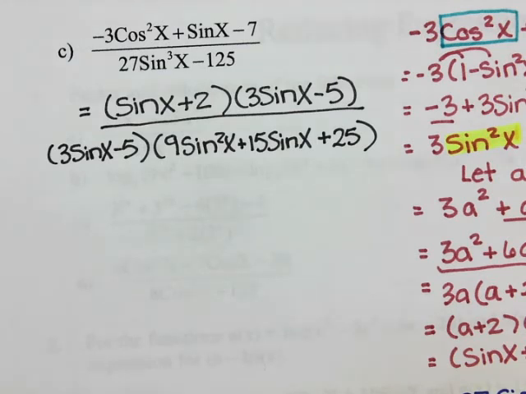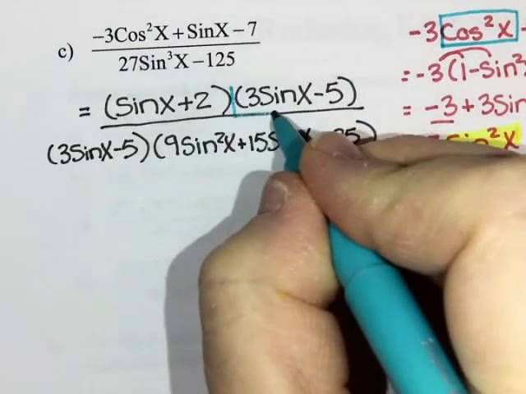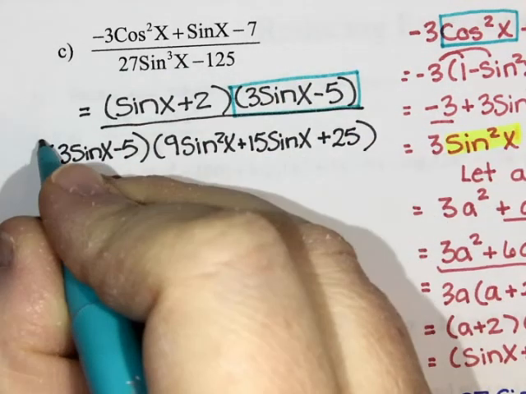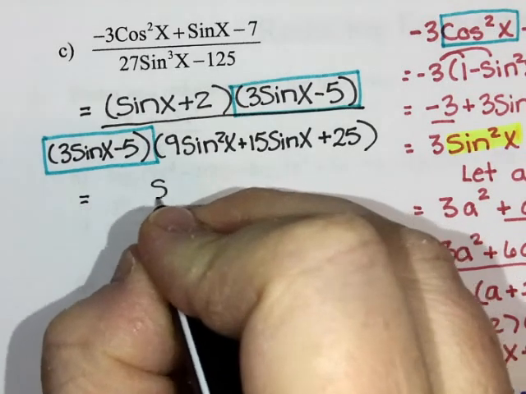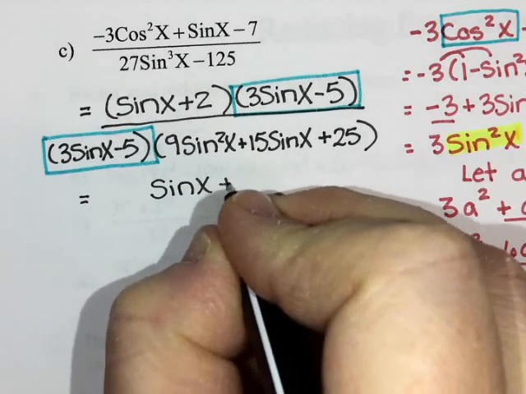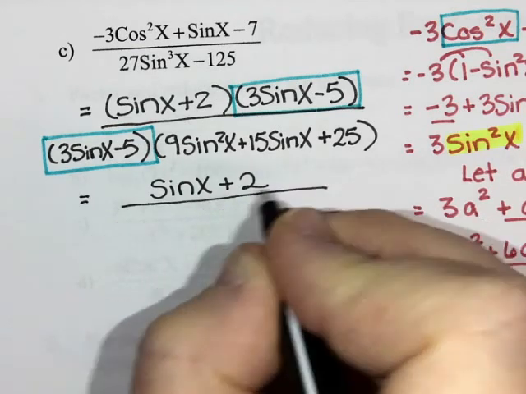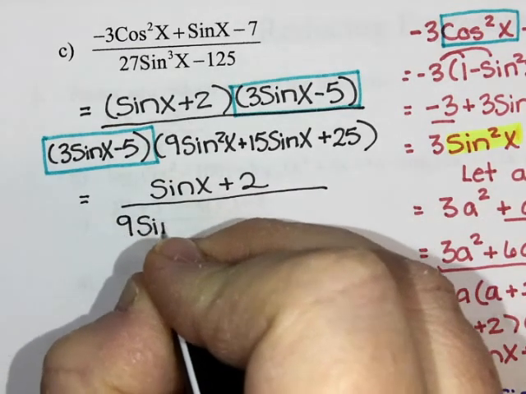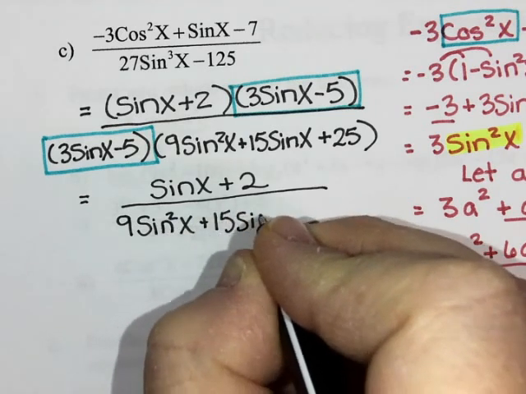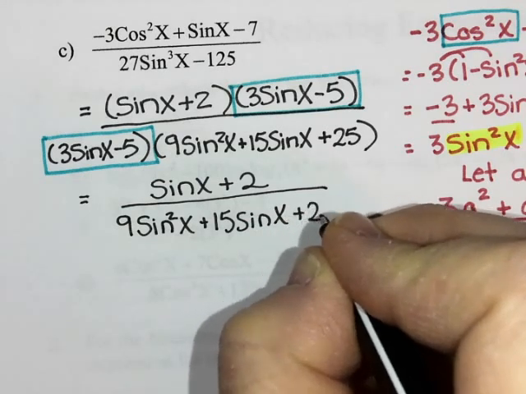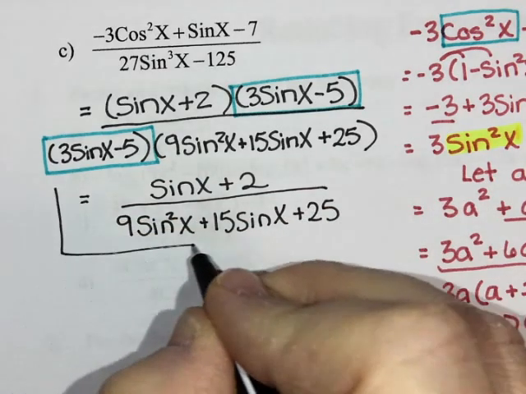All right, so the whole point of this was to reduce. Do I see anything that would reduce? Well, in the numerator and in the denominator, I see a 3 sine x minus 5. So I am going to divide the top and bottom by 3 sine x minus 5. And I'm going to be left with sine x plus 2 divided by 9 sine squared x plus 15 sine x plus 25. And that is my final answer.